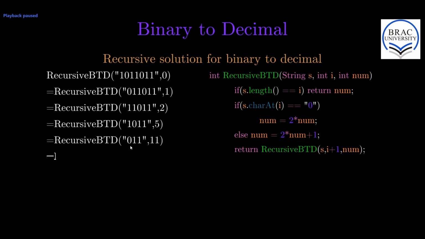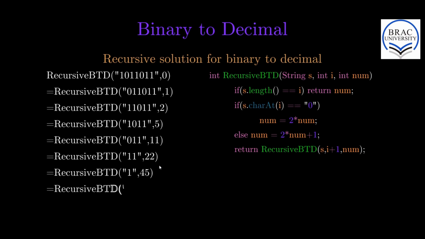Since this is 0, this 11 will get doubled, which is 22, and this is 1, the first character is 1, so we will double this and add 1, which is 45, and then we will get 91. So at this stage i will increase and be equal to the length of the string, and then we will return the number which we have so far, which is now 91.